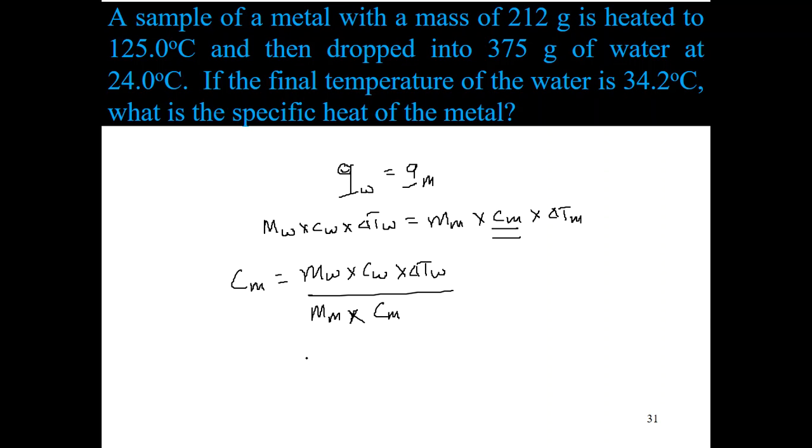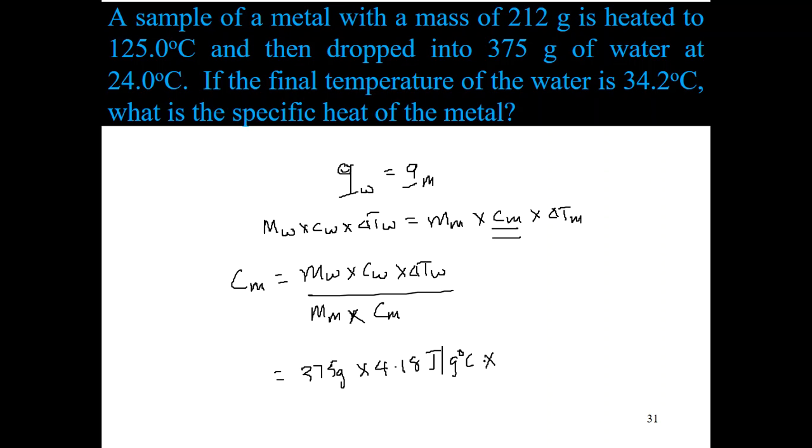And then what I would do is now put the numbers in. Now, the mass of the water is given. It is 375 grams, right? The specific heat of water would have to be given to you. That would be equal to 4.18 joules per gram degrees Celsius. And now we get to the change in temperature of the water. And here you have to be careful.